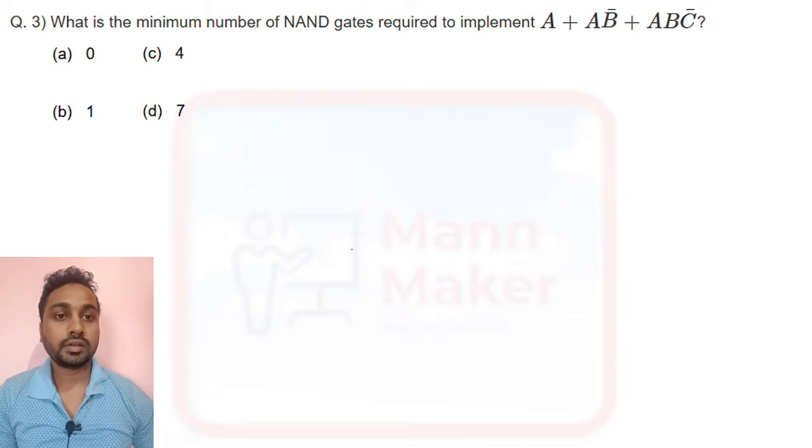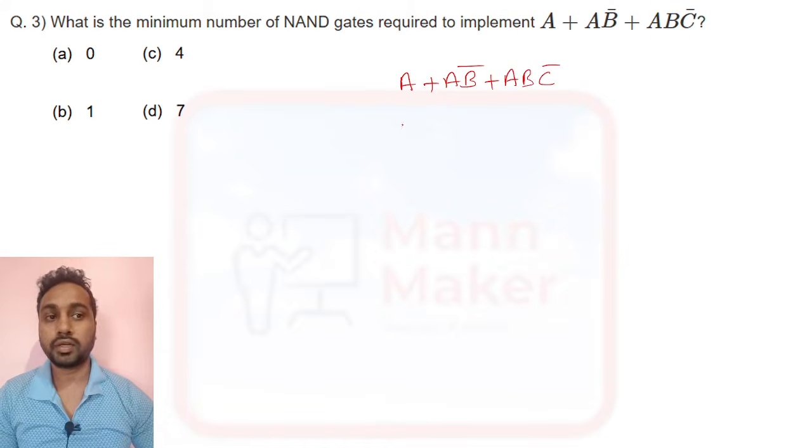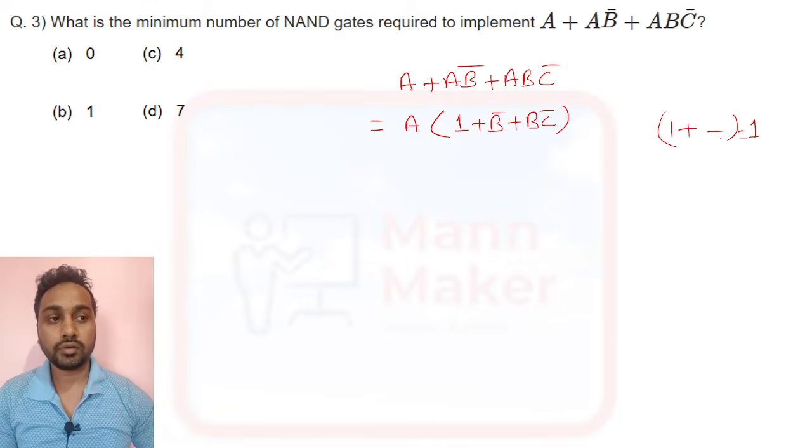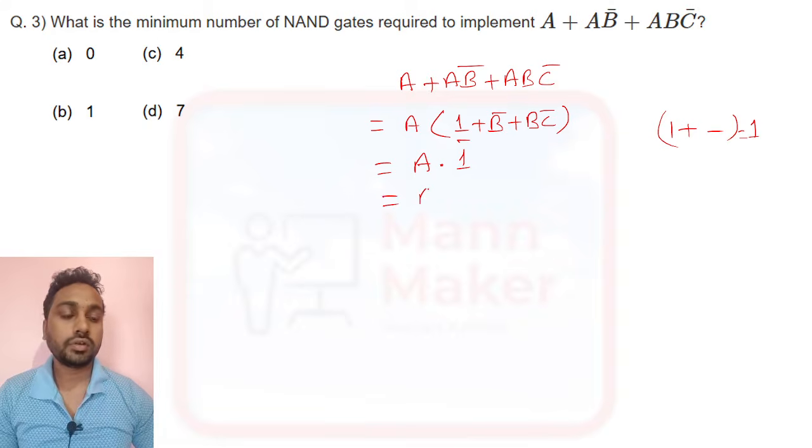Okay, what is the minimum number of NAND gates required to implement A plus AB bar plus ABC bar? Now we can solve this one. We can take A as common, so we can write A times 1 plus B bar plus BC bar. Right now we have seen that 1 plus anything will become 1 only. So we can write A dot 1, because 1 plus something is 1. So A is your answer.